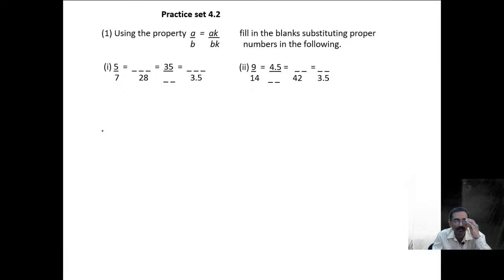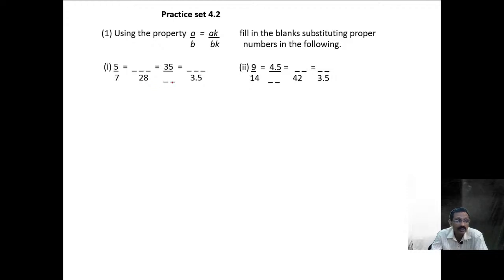Practice set 4.2. Using the property A upon B is equal to AK upon BK, fill in the blanks substituting proper numbers in the following.